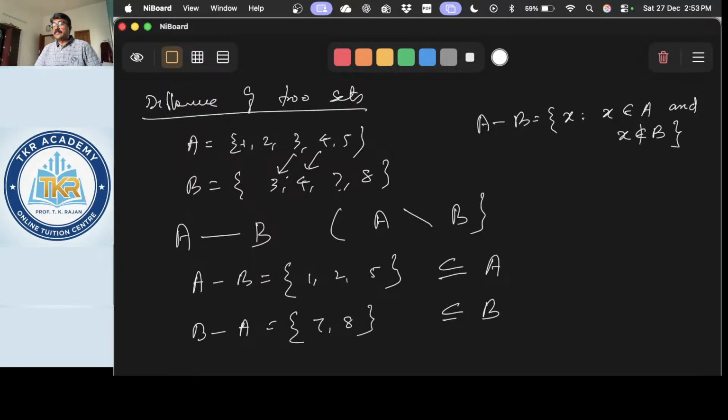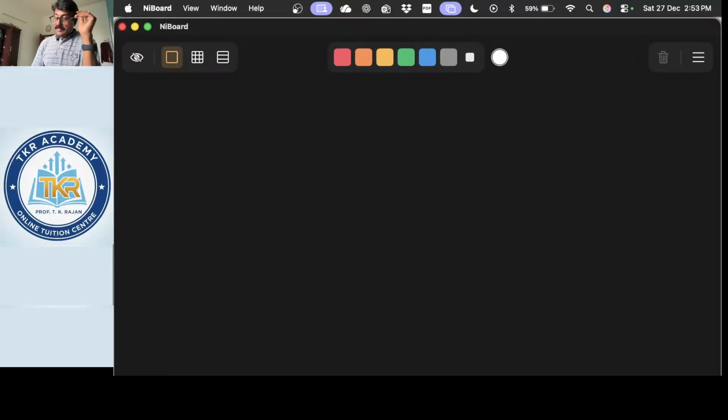This is A minus B. Okay, another wonderful thing that you can verify is that this union, intersection and difference, you can connect all these things. Union, intersection and difference. This is A.